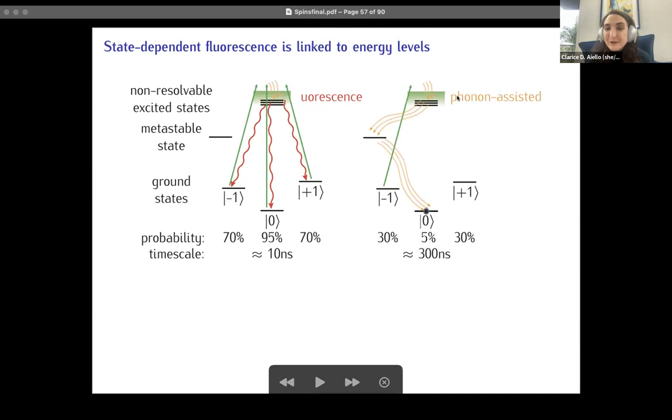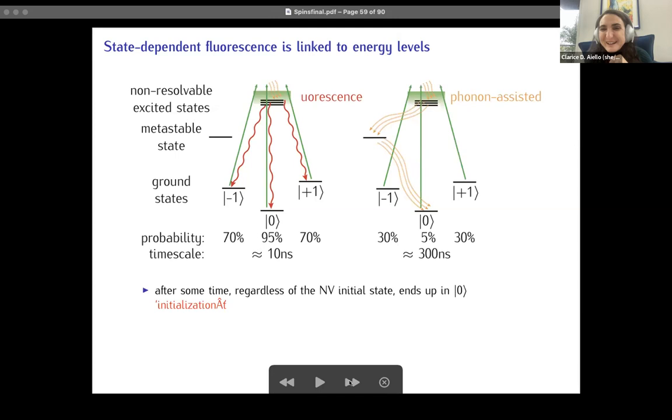It's like a different way of losing energy that does not involve light. There's no light emission. And it turns out that this process, again, does not emit light, and even if you start at -1 or +1, it brings you back to state zero. So the same thing occurs for those other states.